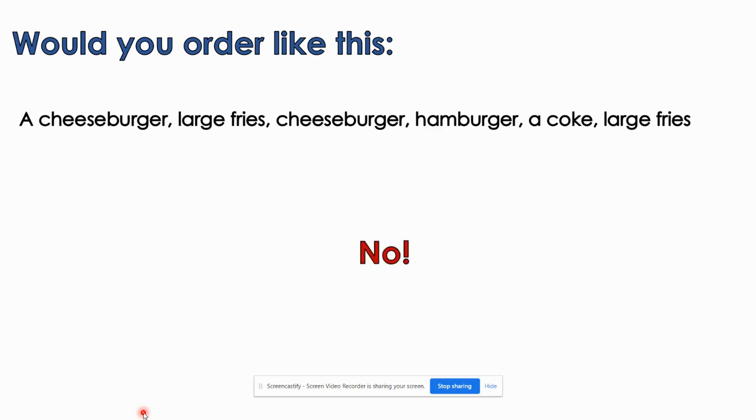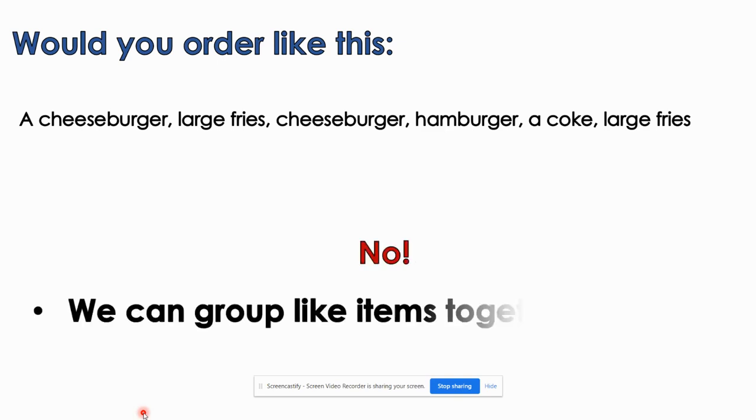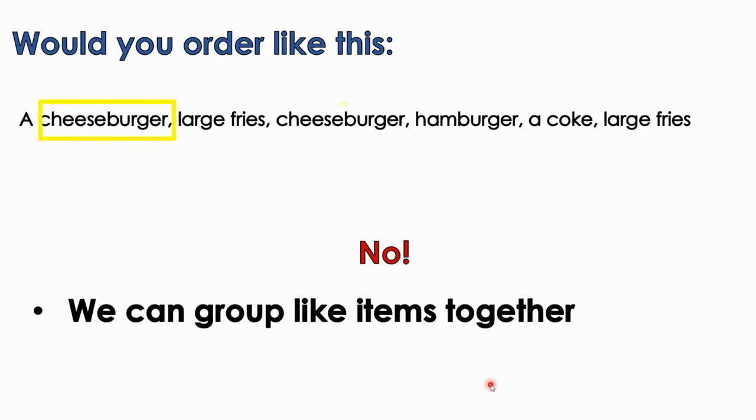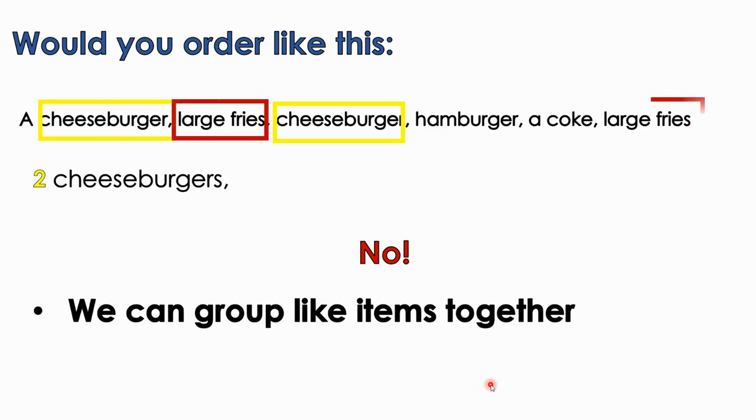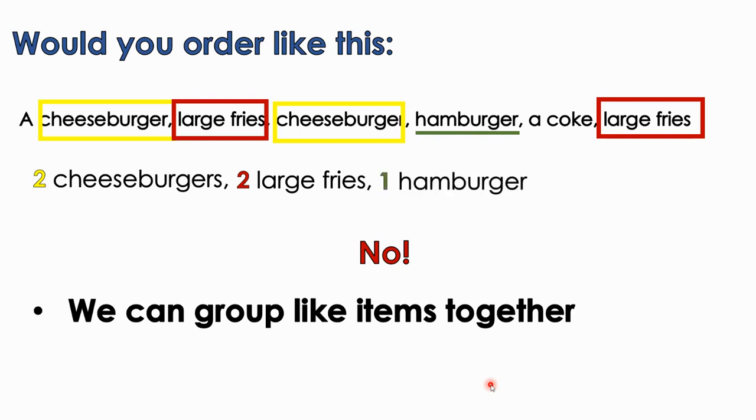Hopefully, your answer is no, and that's because we can group like things together. So we can look at what we want. Well, there's a cheeseburger and another cheeseburger, so that means I want 2 cheeseburgers. Then there's large fries, another large fries, so I can group those together, and that's 2 large fries. The next item, there's a hamburger. There's nothing else I can group that with, so that means I only want 1 hamburger. And then there's only 1 Coke left.